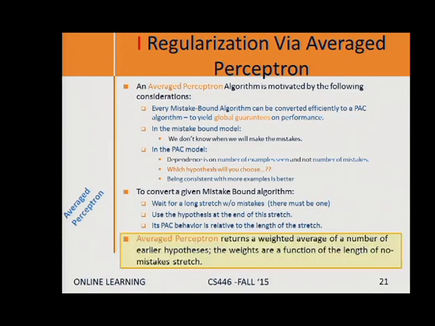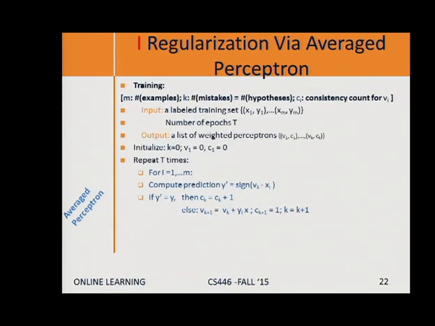Now, in average perceptron, we are taking this intuition in the following way. We return a weighted average of a number of earlier hypotheses where the weights are a function of the length of the no-mistake stretch. Okay? So we actually keep everything as we learn. Every hypothesis that we keep, we keep with the length of the stretch it was supported by. Sort of the number of examples we went through without making mistakes, and that's going to be the weight. So in practice, this is what we're doing.